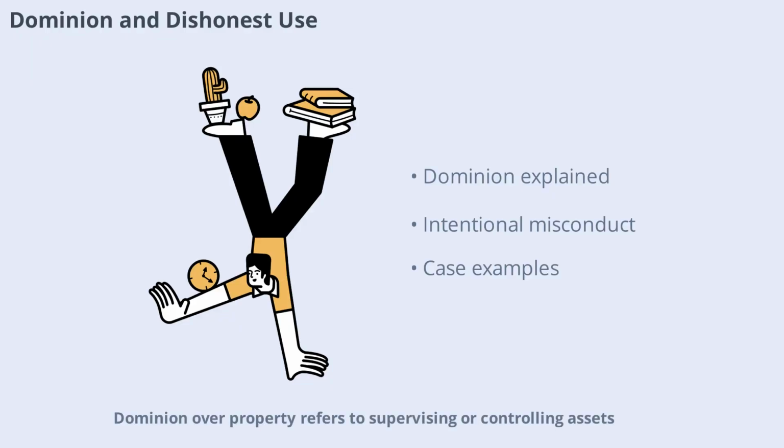Dominion over property refers to supervising or controlling assets. Criminal breach of trust involves dishonest use or disposal of entrusted property. The law punishes deliberate actions, not accidents. Cases like M.G. Mohat vs. Shivpatrapa and Pratibha Ram vs.